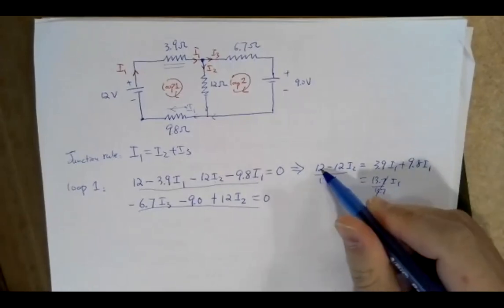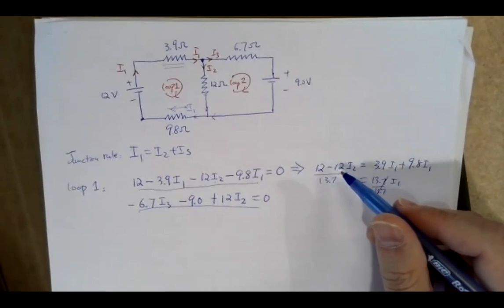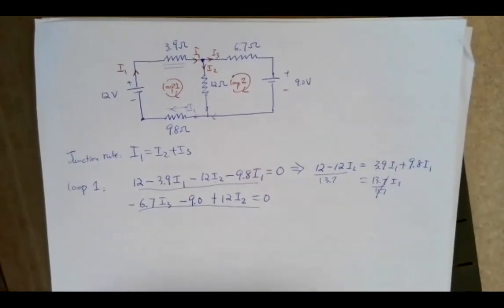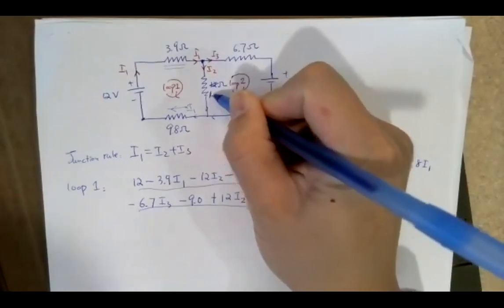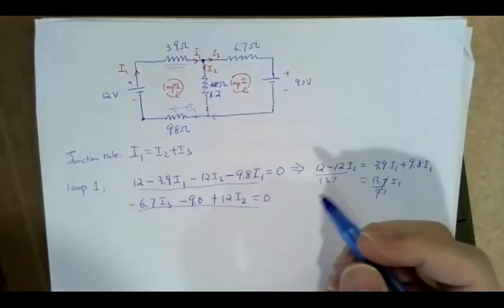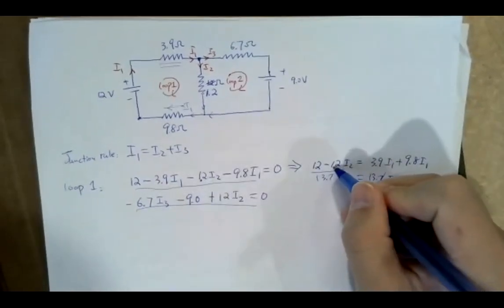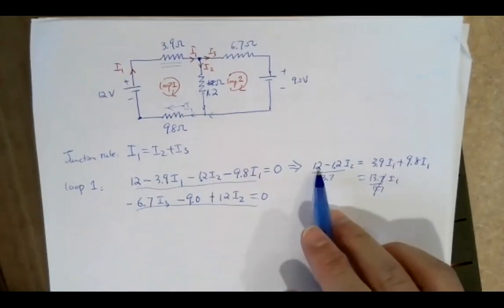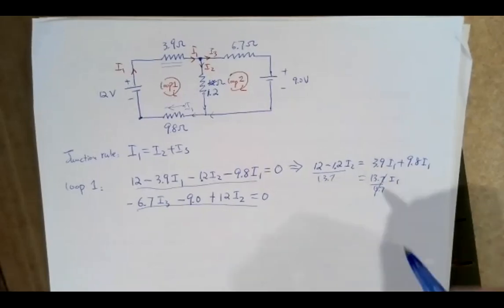So I1 equals 12 minus, wait a second, is this resistor 12 or 1.2? It's actually 1.2 here on this one. This is 1.2 ohms, my mistake there. So this is 1.2 of I2. So your I1 is equal to 12 minus 1.2 I2 over 13.7.